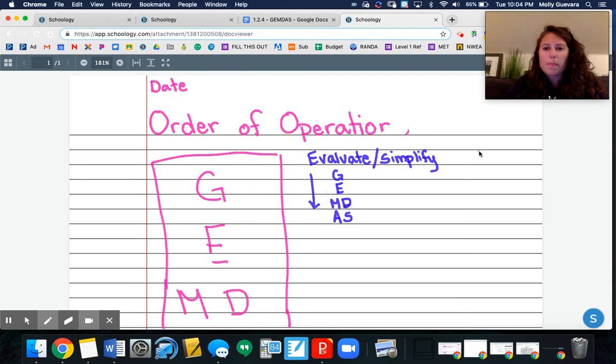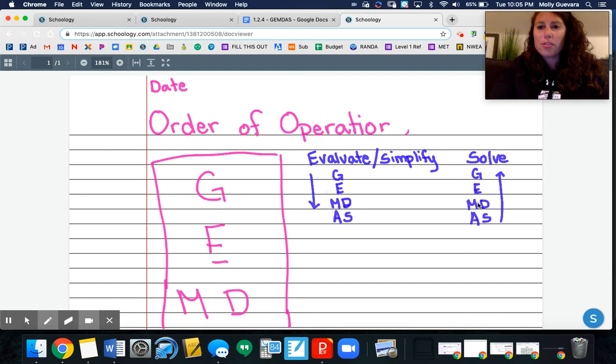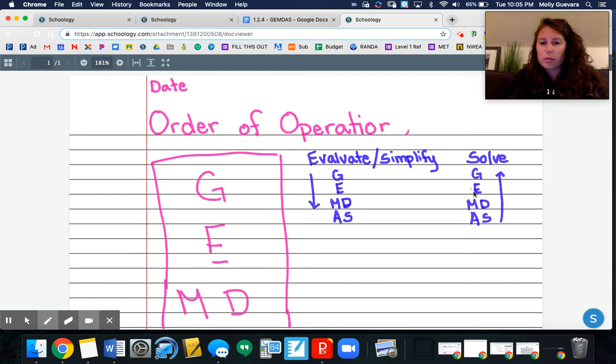If you're asked to solve for a variable, and we already do this, you just probably don't know, you actually go the opposite way. So if I have my order of operations, G, E, M, D, A, S, you actually go the opposite way. So you do any addition subtraction first. Then you take care of your multiplication division. Then you do any exponents or roots. Then you get rid of your groupings.